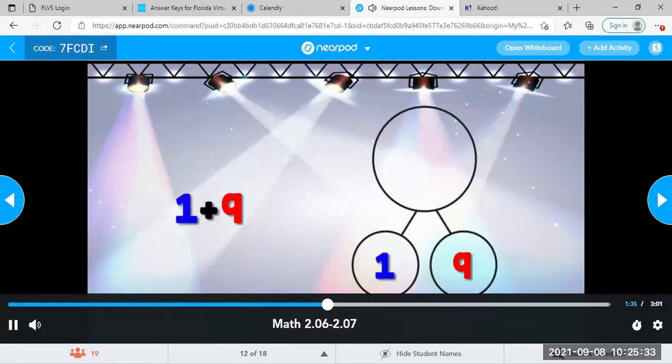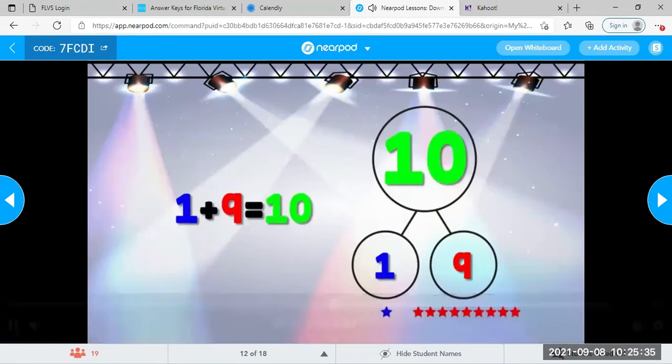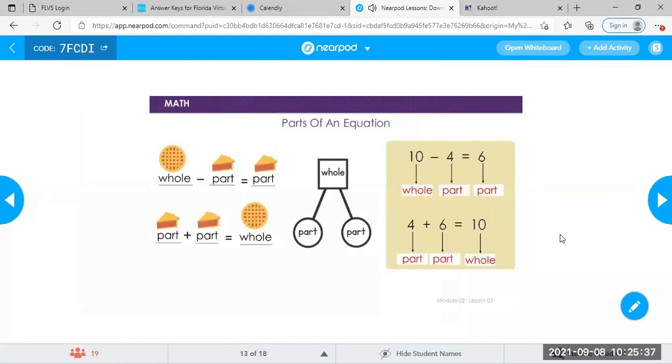1 plus 9 makes 10. Okay. I'm not going to go through it all again. What I am going to say to you is, well, Mrs. Cruz, I understand why we'd want to use number lines. I get that. It's easier for us to figure out an easy math problem because we can hop up and down. Yeah, I get that.